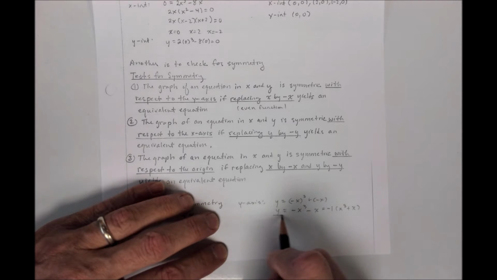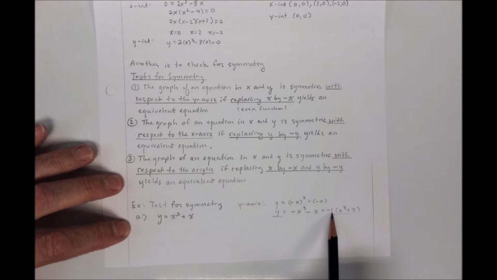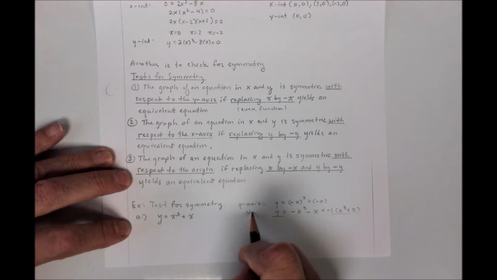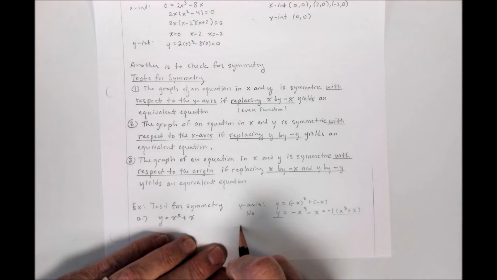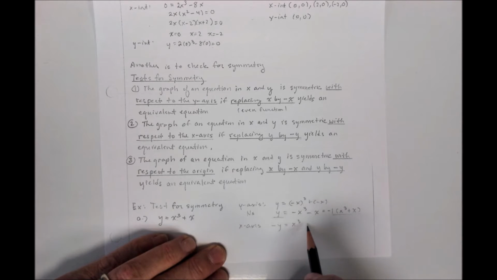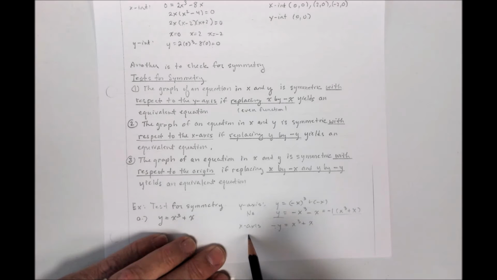Now, is this the original equation? Let's go back to here. No, because of this factor of -1. So do I have symmetry with respect to the y-axis? No. Now, with respect to the x-axis, I'm going to plug the opposite of y in for y, and x in for x. And you can see here that this is not the original as well because of the factor of -1. There's nothing I can do. I can't multiply both sides by -1. I would change that to y, but then I would have the same thing over here. So this one is no.